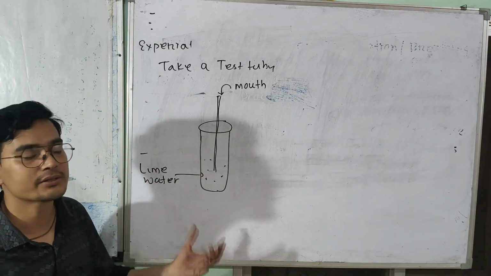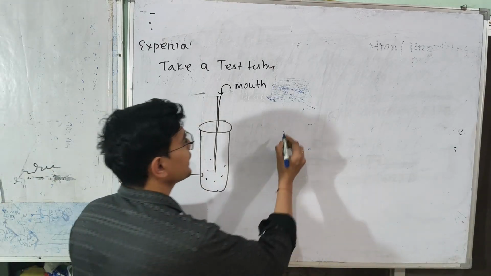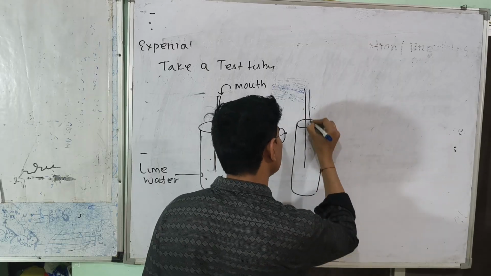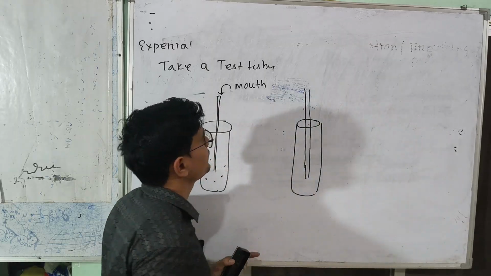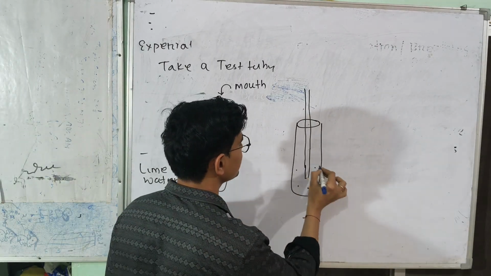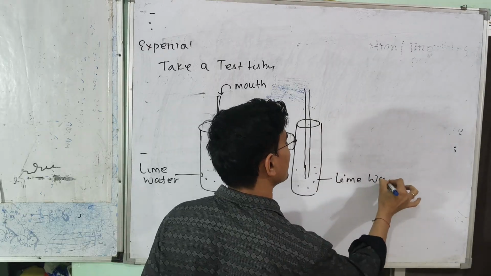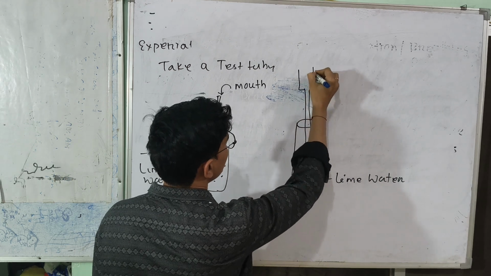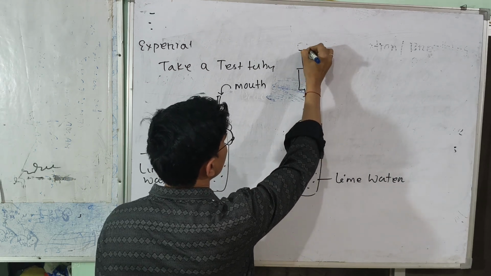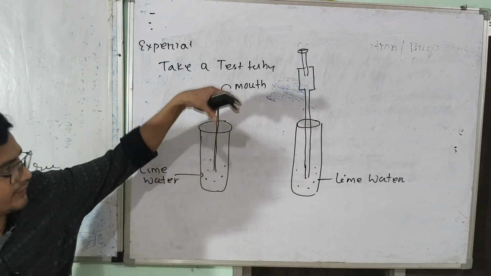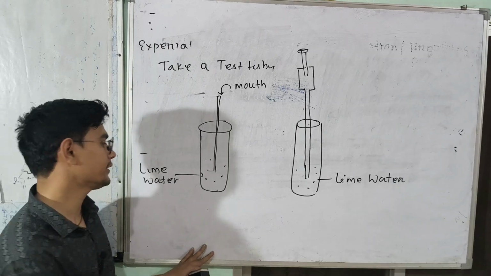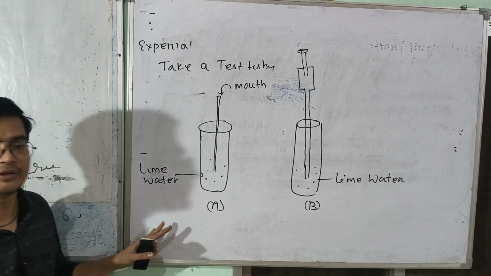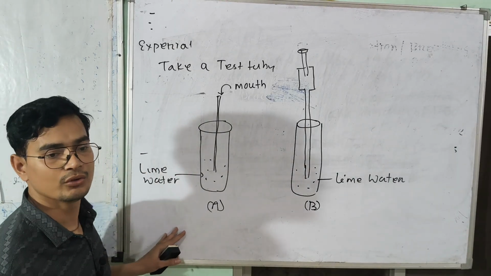It turns a milky color, and we take another test tube. Here we put a small tube, and in this test tube there is also lime water. We put a syringe at the top and give air into test tube E. The lime water turns milky.